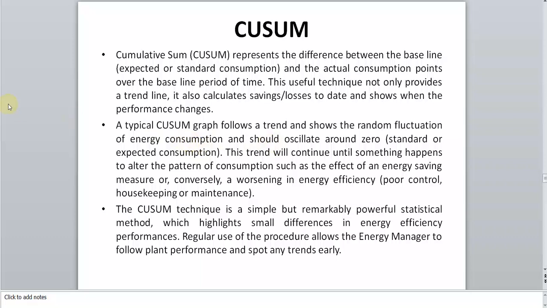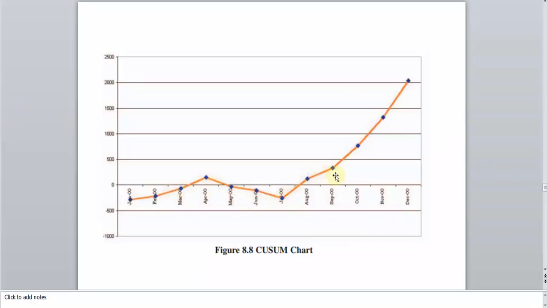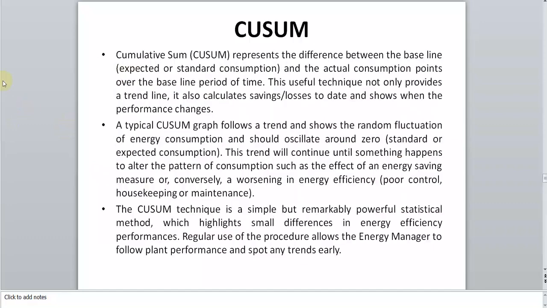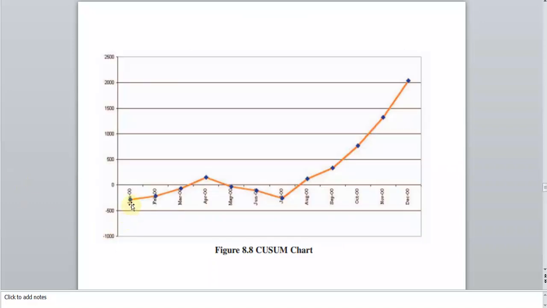oscillate around 0. As I told earlier, it should oscillate around the 0 line, and this trend will continue until something happens to alter the pattern of consumption. Which will be the effect of energy saving measure, or worsening in energy efficiency, like poor control, housekeeping, or maintenance. Suppose in this case January, February, March months are quite same.